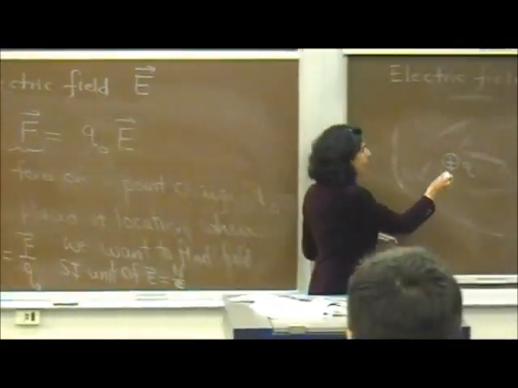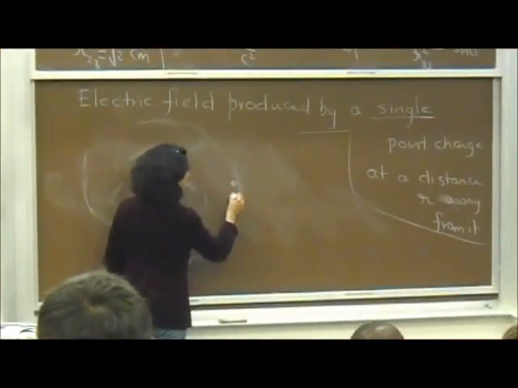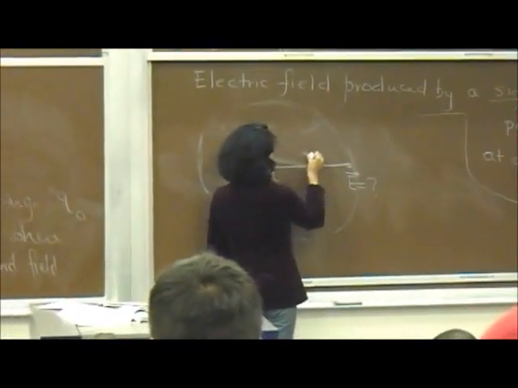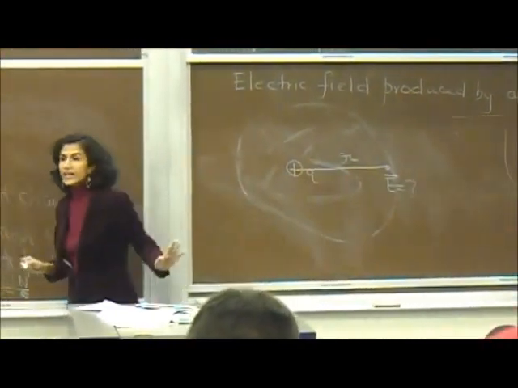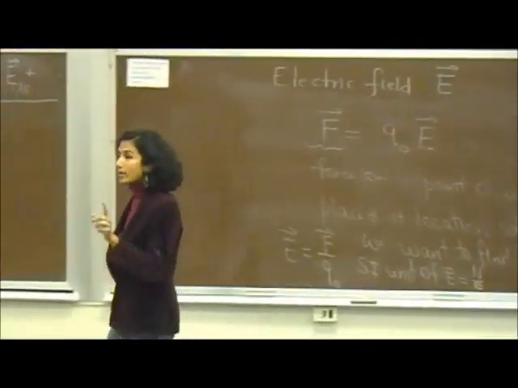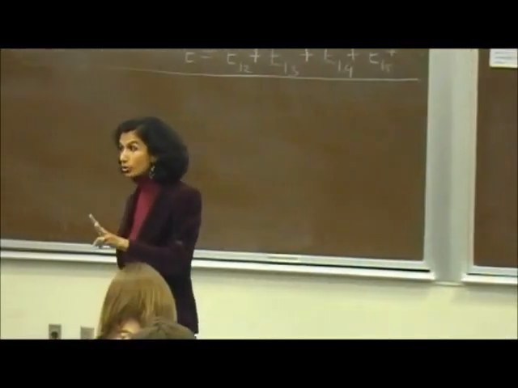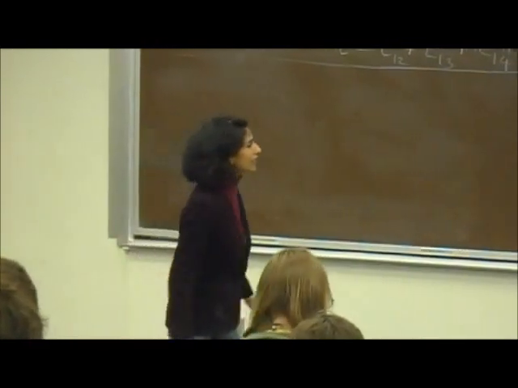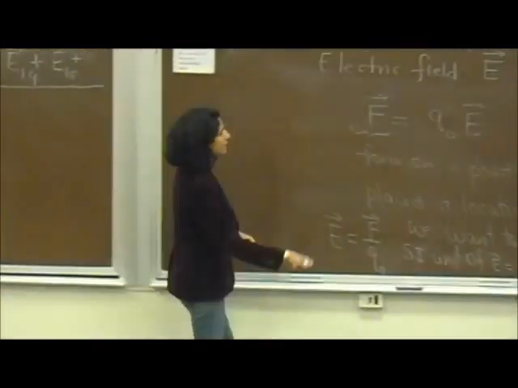First of all, I want to know what is the field at this point at a distance r away. And since electric field is a vector quantity, I must know both things. I must know the magnitude of the field and I must know the direction of the field. Now the thing that will help us all the time is this relationship.